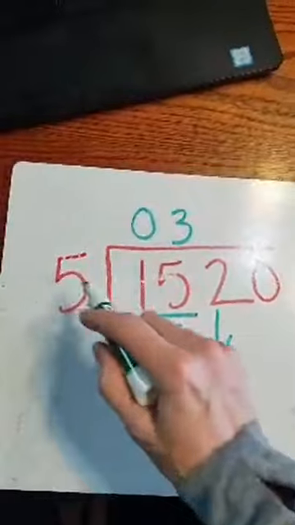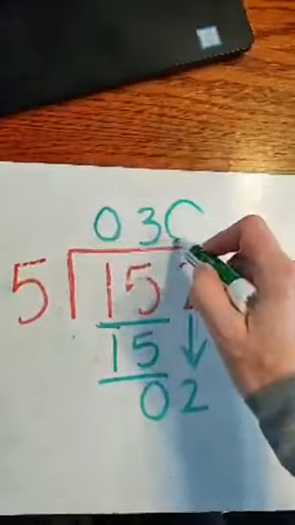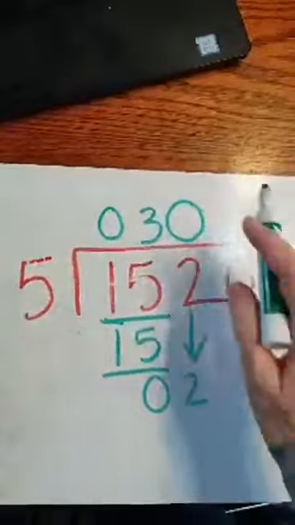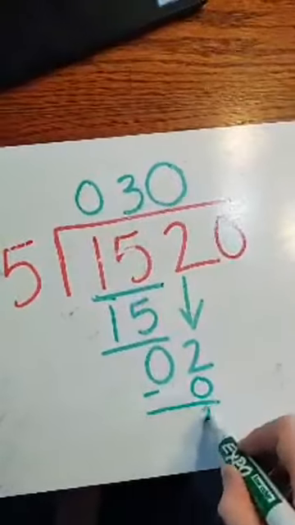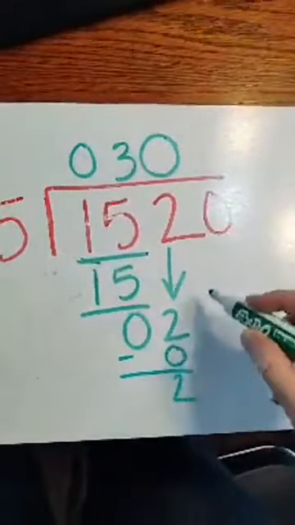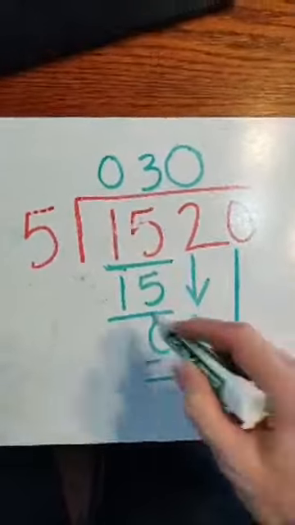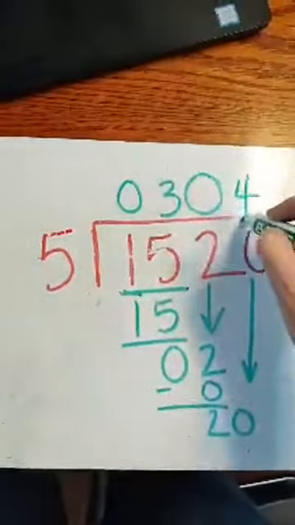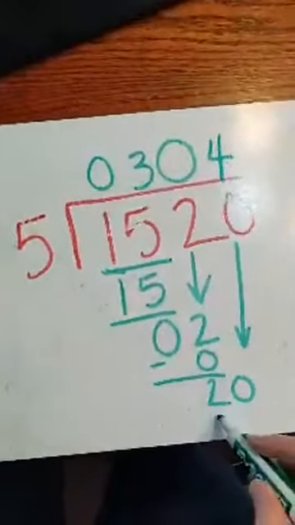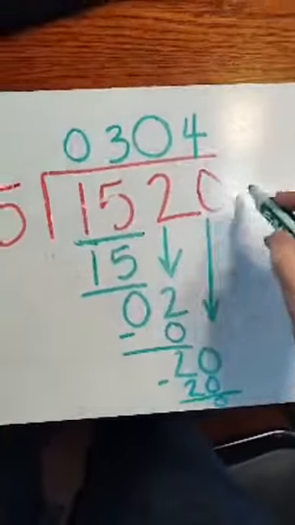And I'm ready to divide. Does 5 go into 2? No. So I must put my 0 up there. 5 times 0? 0. I subtract. Okay, I'm not done though. I've got to bring that 0 down. Will 5 go into 20? Yes, it will. 4 times. 5 times 4? 20. Subtract. 0. Nothing left to bring down.